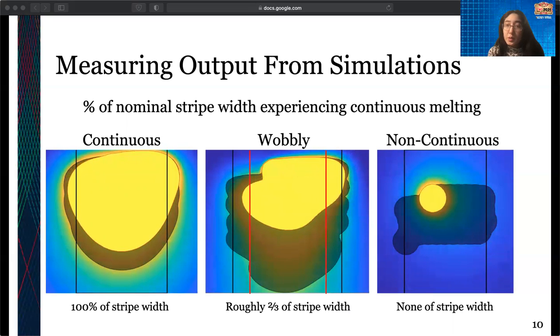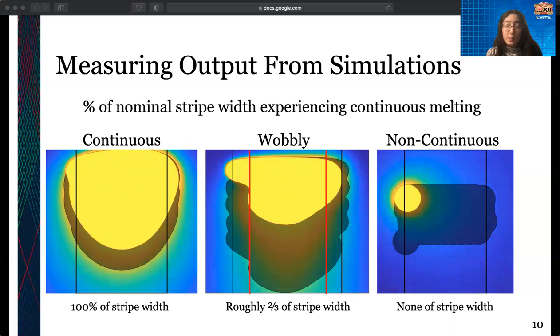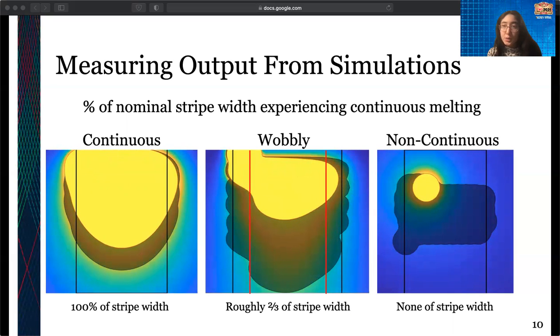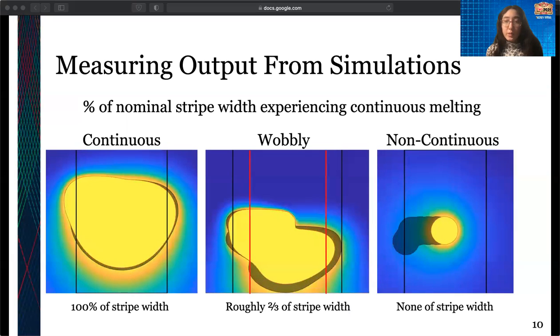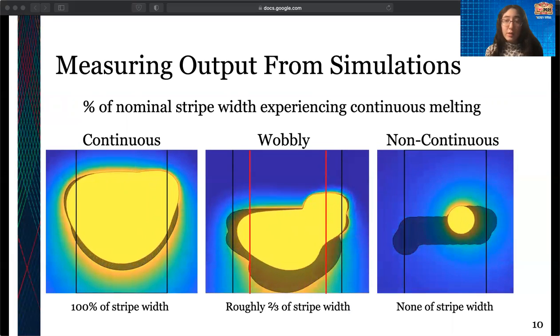Conversely, on the right, which we characterize as non-continuous, essentially all of the melt pool is getting remelted as the melt pool travels back. If you think about it from a materials perspective, it's getting solidified and remelted, as opposed to only experiencing one melting and solidifying event.